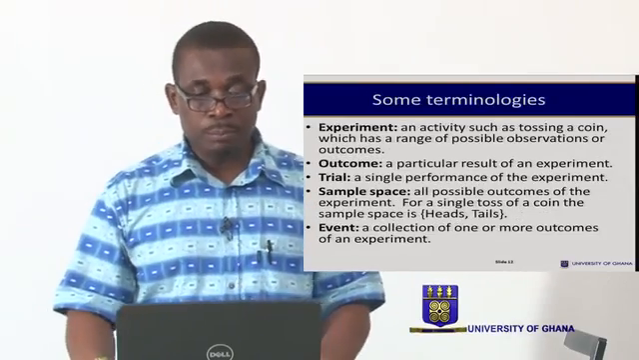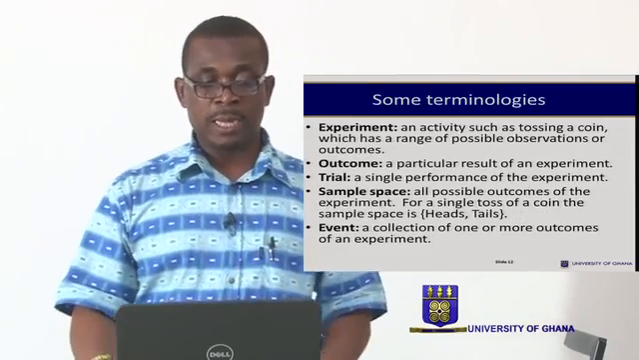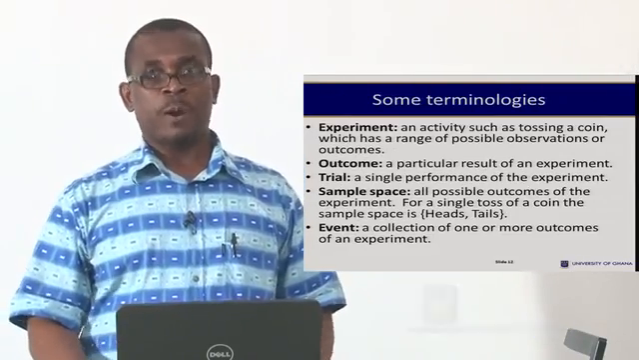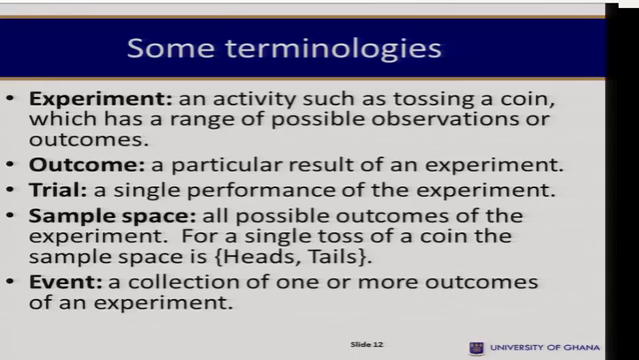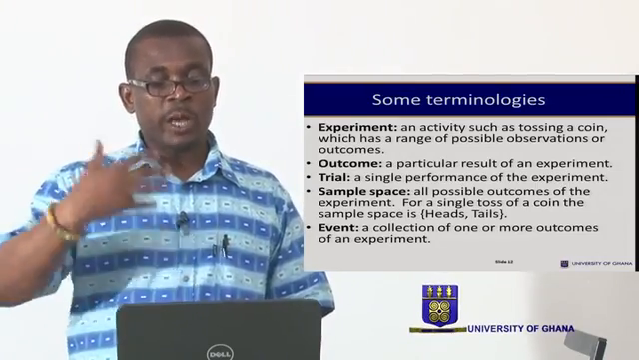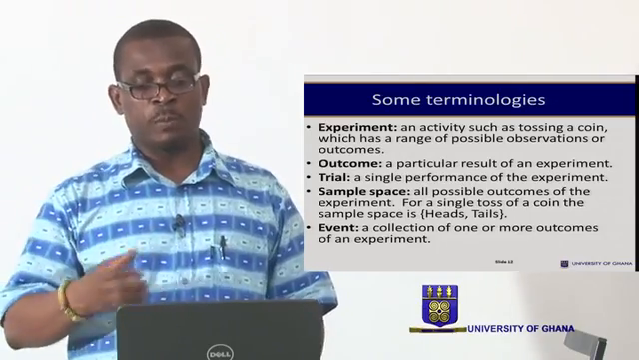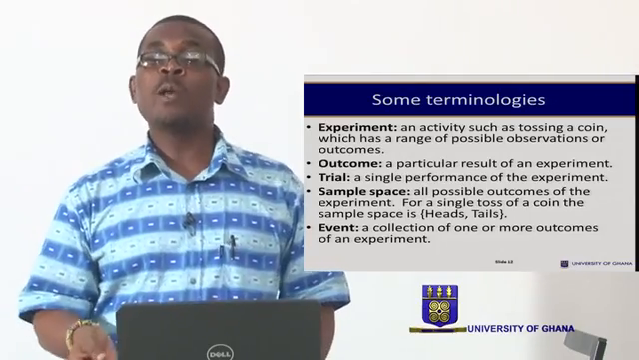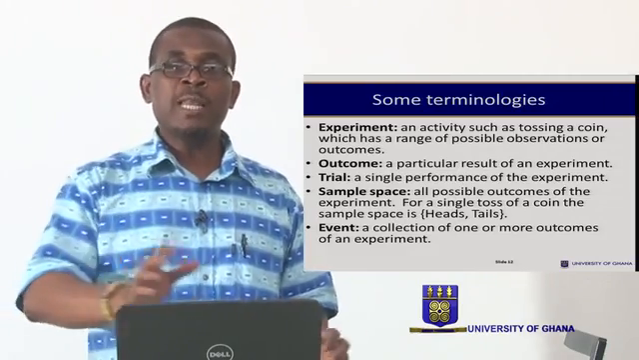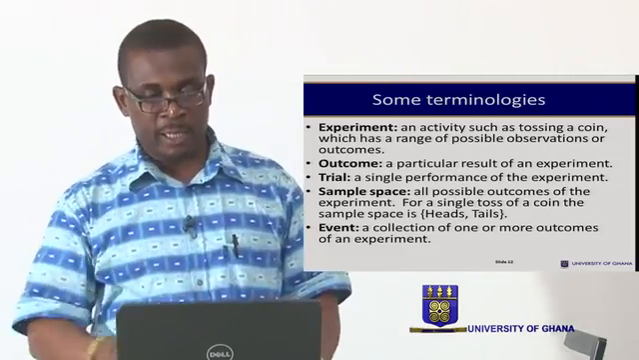Now, there are some terminologies that you must understand. One, experiment. When we talk about an experiment in statistics, we're talking about an activity such as tossing a coin. So that's the experiment. And this activity or experiment has a range of possible observations or outcomes. So when you toss a coin, there are two outcomes. You either get a head showing or a tail showing.